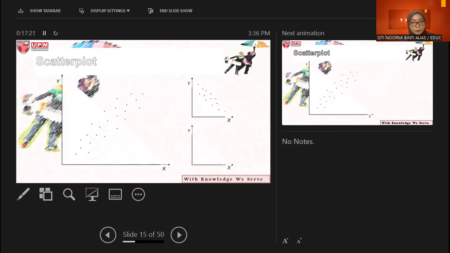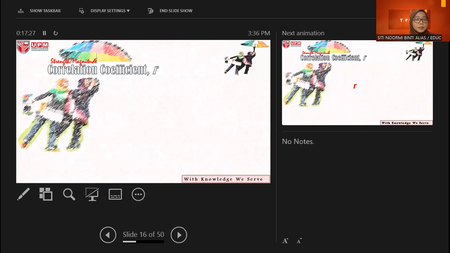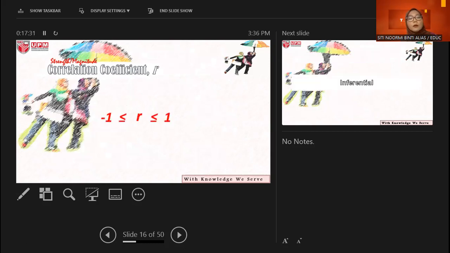Okay, this is easy. Correlation is easy: positive, negative, no relationship. So again, the correlation coefficient ranges from -1 to +1, in which 0 indicates the smallest value of correlation, with a complete non-existence of correlation, and 1 indicates perfect correlation.